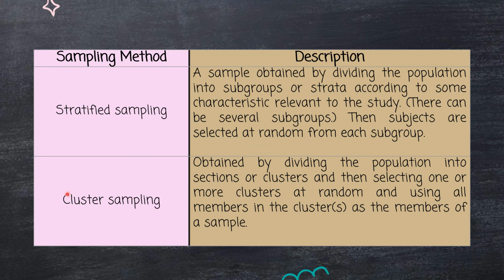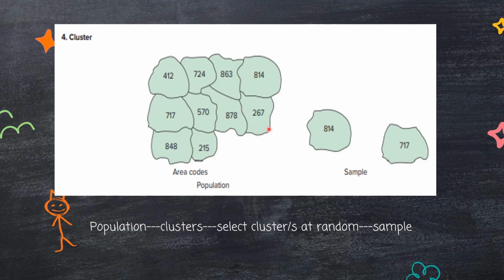And the last sampling method is cluster sampling, obtained by dividing the population into sections or clusters and then selecting one or more clusters at random and using all members in the cluster or clusters as the members of a sample. The diagram shows the population is divided into clusters, then one or more clusters are selected at random to form a sample.